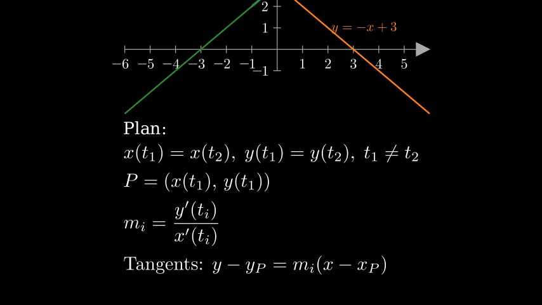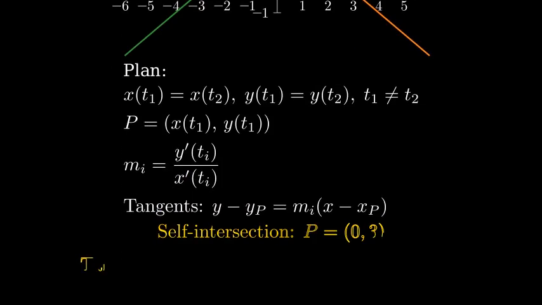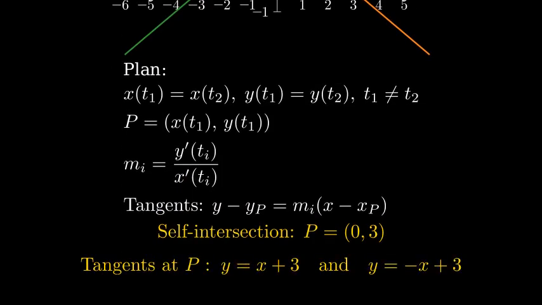Let's visualize the local picture at p. I will draw two short tangent segments through 0, 3, one with slope plus 1 and the other with slope minus 1, to show the typical x-shaped crossing. Therefore, the parametric curve crosses itself at the point 0, 3. And the equations of the two tangent lines at the crossing are y equals x plus 3 and y equals negative x plus 3. These are perpendicular with slopes plus 1 and minus 1, which matches the geometry we just sketched.